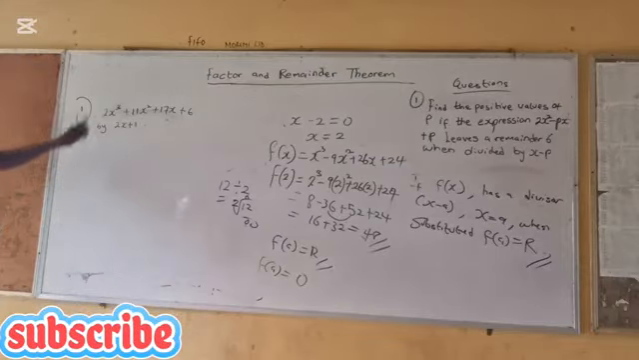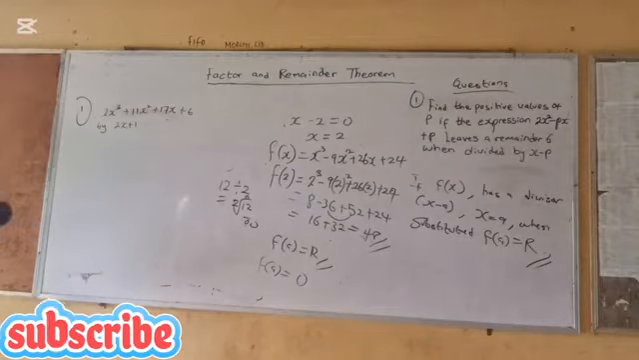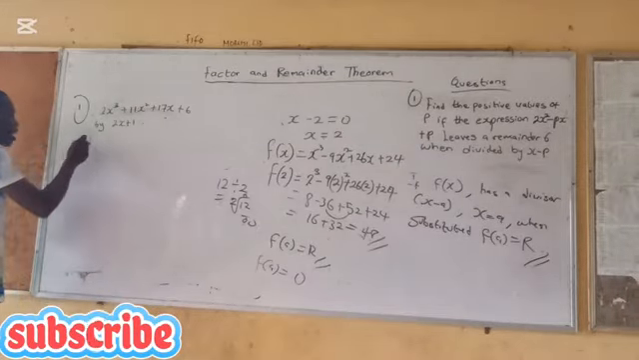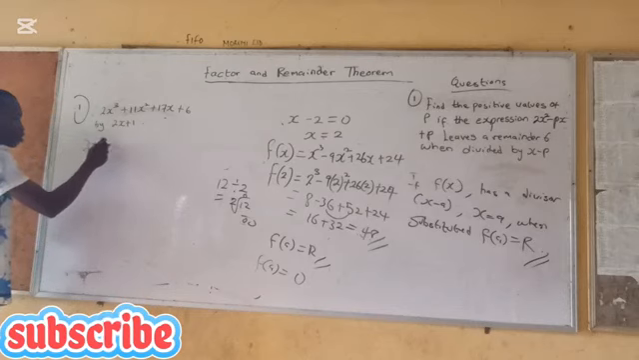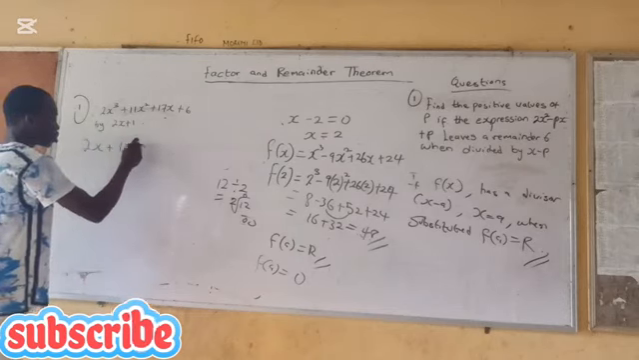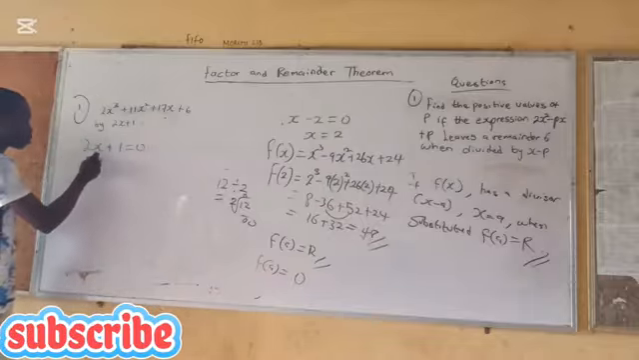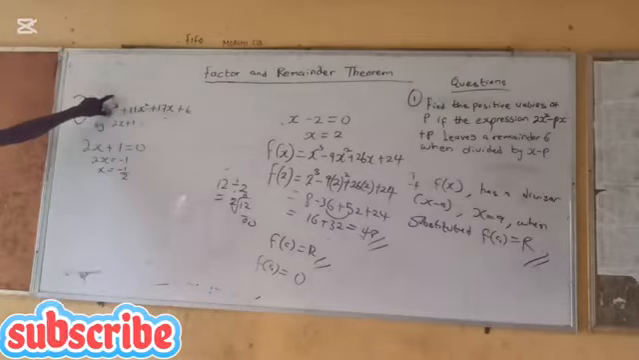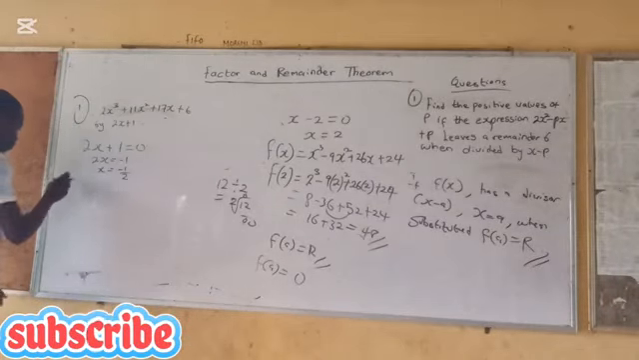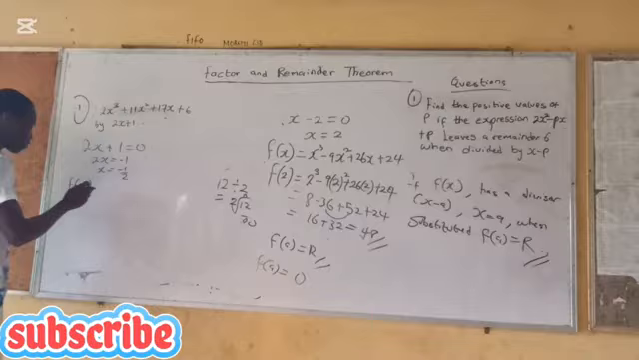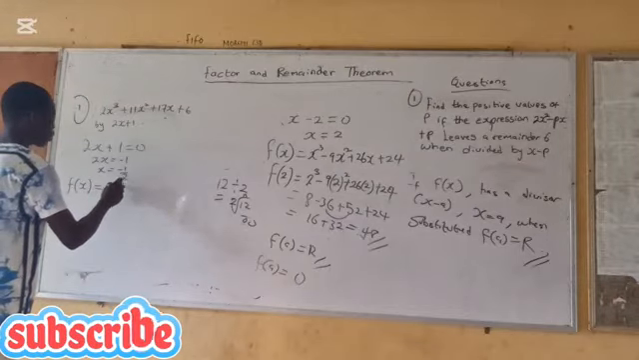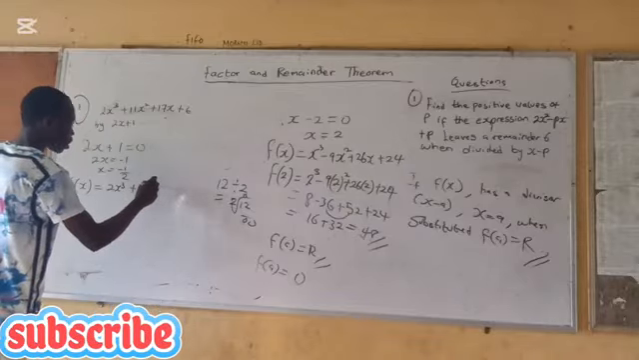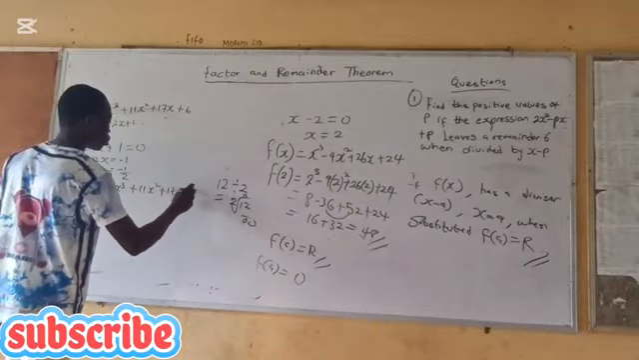Is this a factor of this polynomial, or is it not a factor of the polynomial? So let's check. The way we are doing it as usual, we have 2x minus 1 equals 0. Therefore, we have 2x equals minus 1. We have x equals minus 1 over 2, right? Now let's substitute that into this polynomial. We have f of x to be 2x to the power of 3 plus 11x squared plus 17x plus 6.